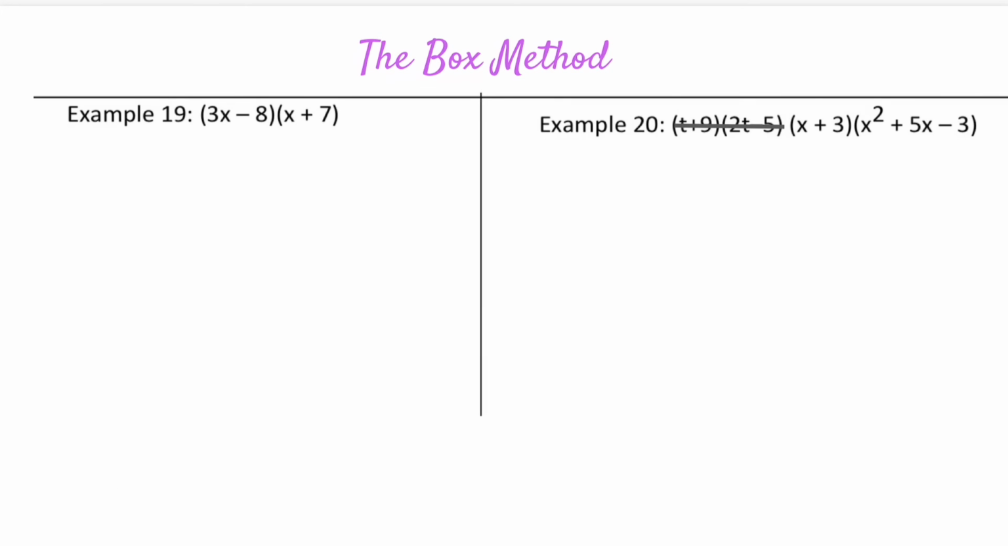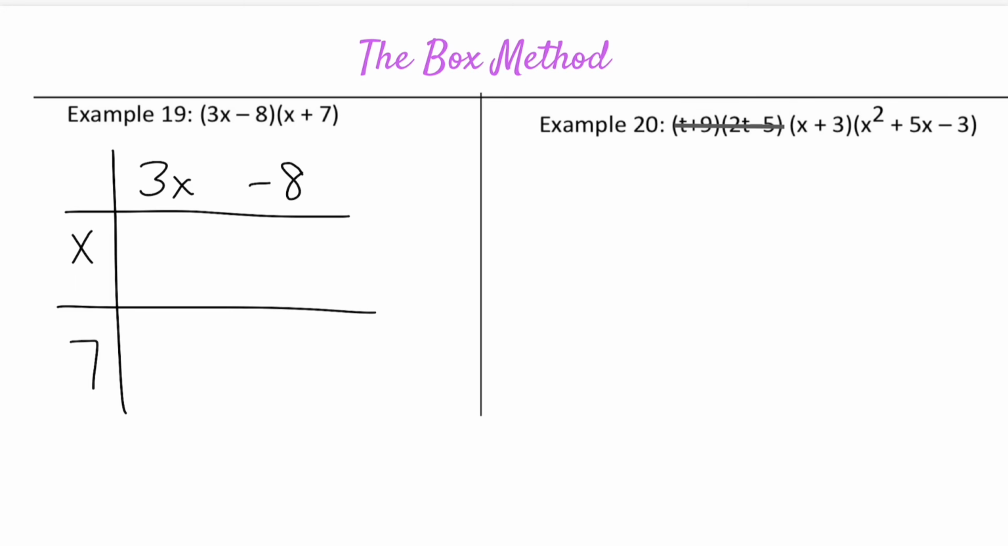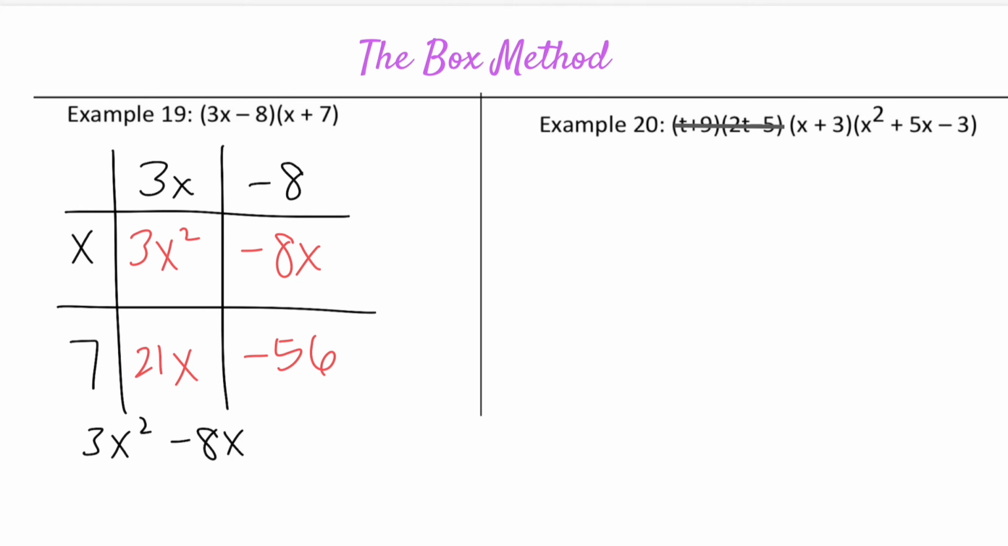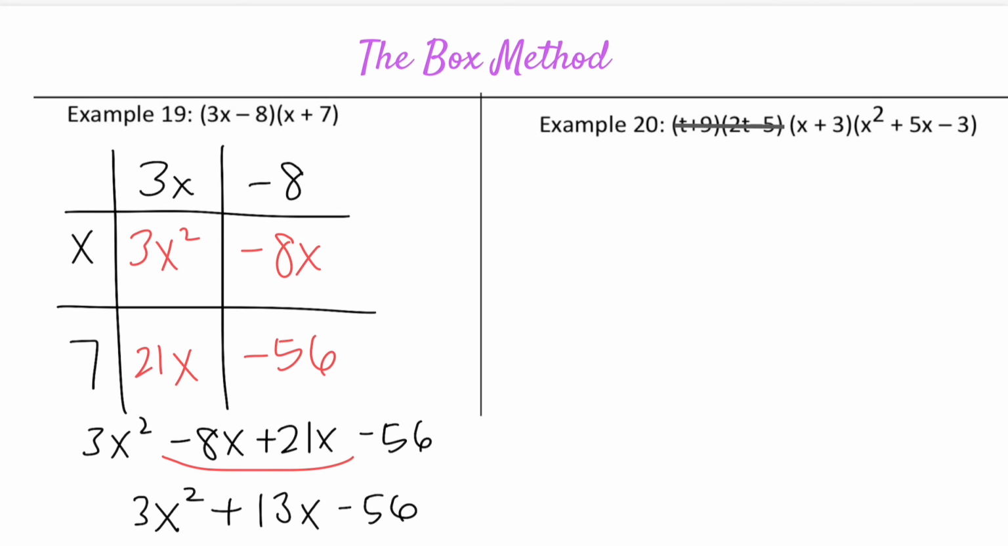Setting up this one the same way, I'm going to put 3x minus 8 as one column or one row, and then x plus 7 as the other one. So then filling in my boxes as I go, 3x times x is going to be 3x squared, 3x times 7 is 21x, negative 8 times x is negative 8x, and then negative 8 times 7 is negative 56. So then I'll add up all four of those pink terms and combine like terms to get my final answer in standard form, 3x squared plus 13x minus 56.